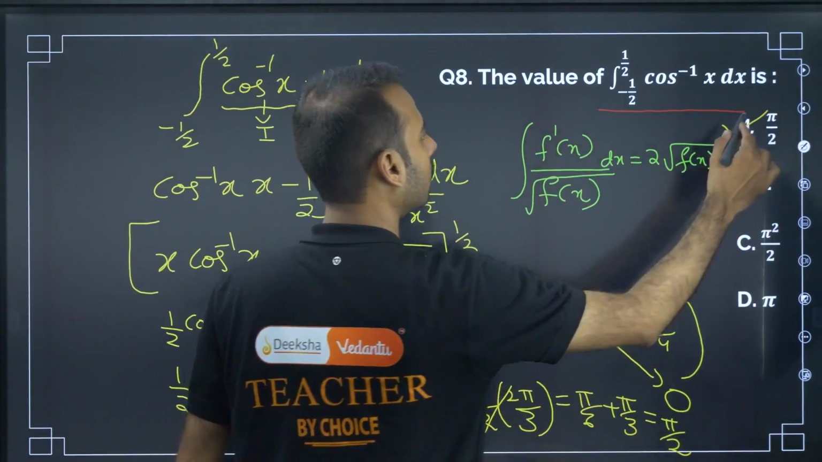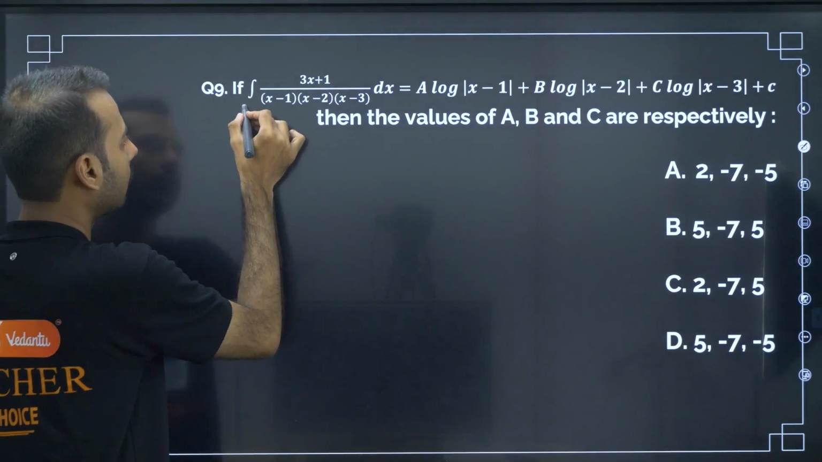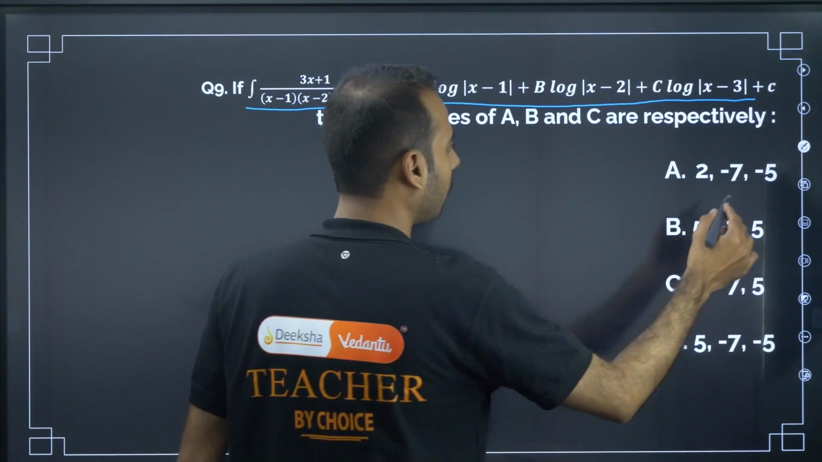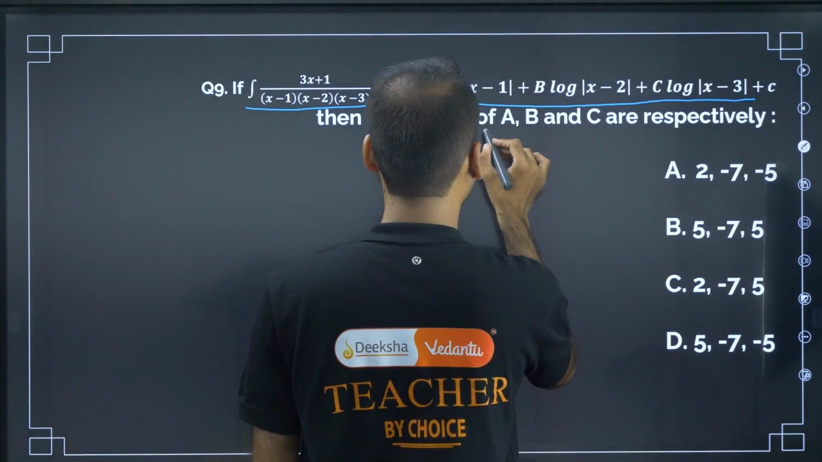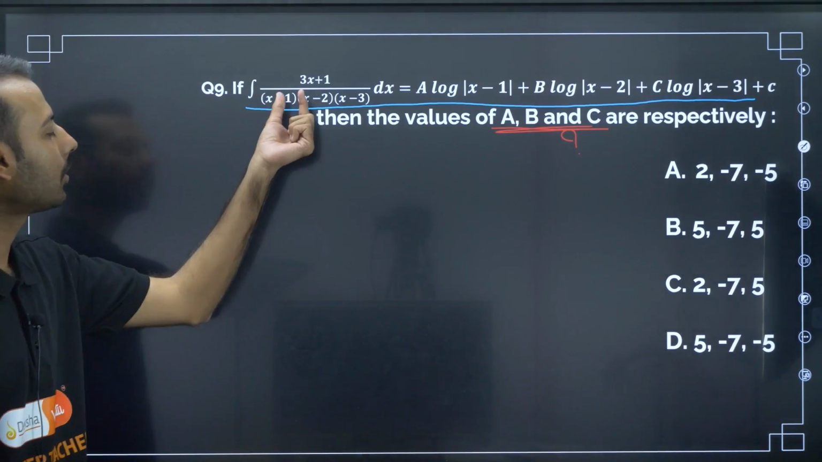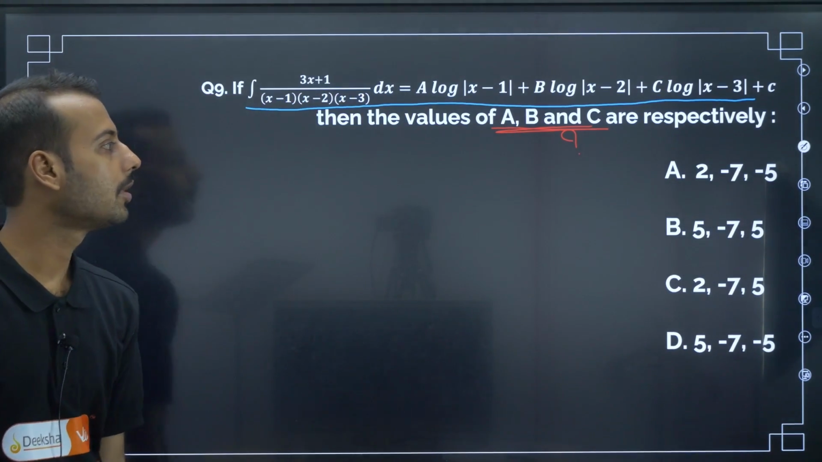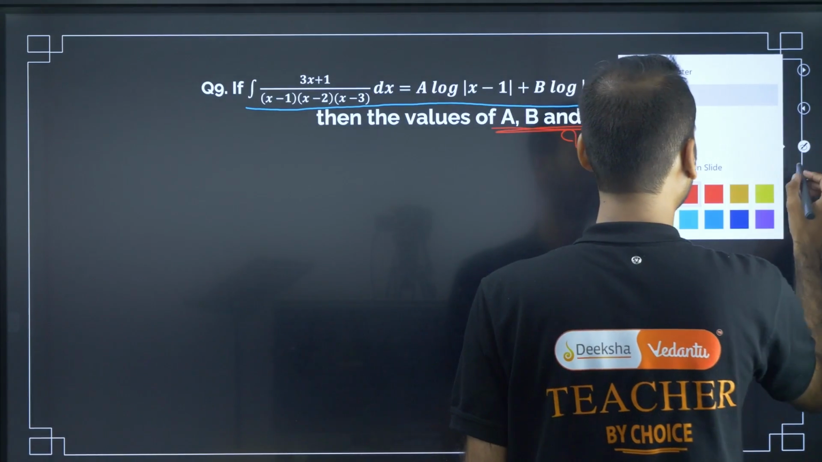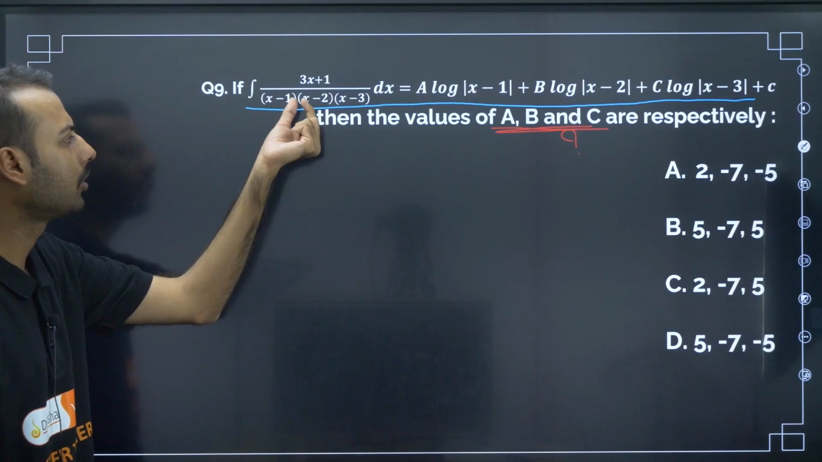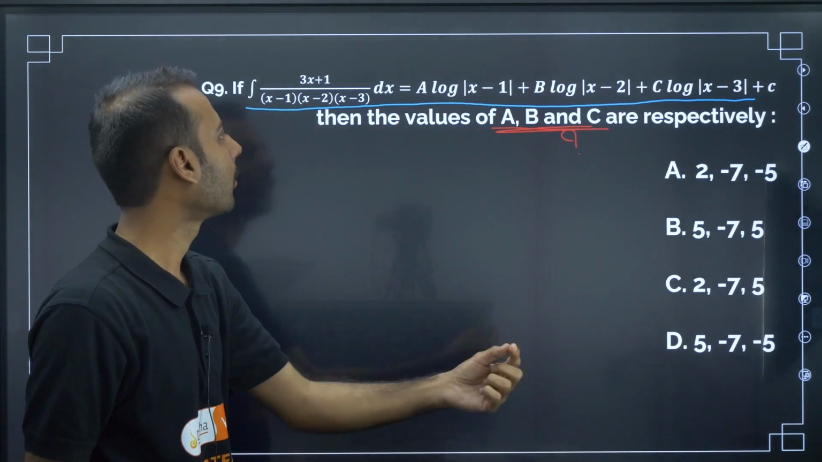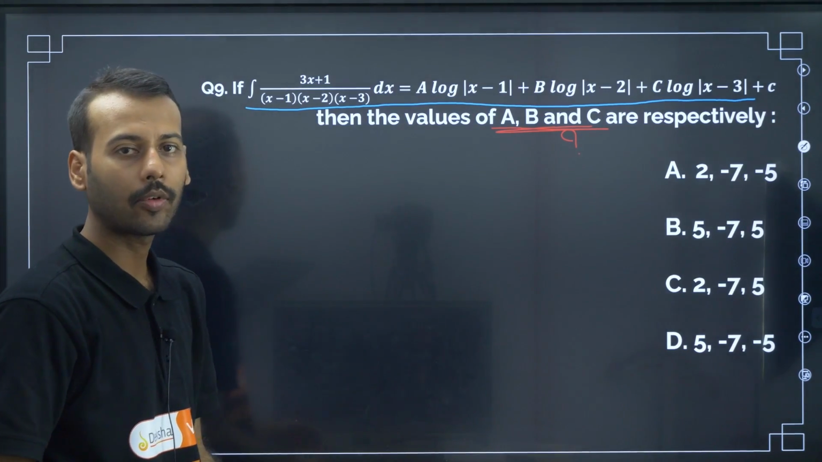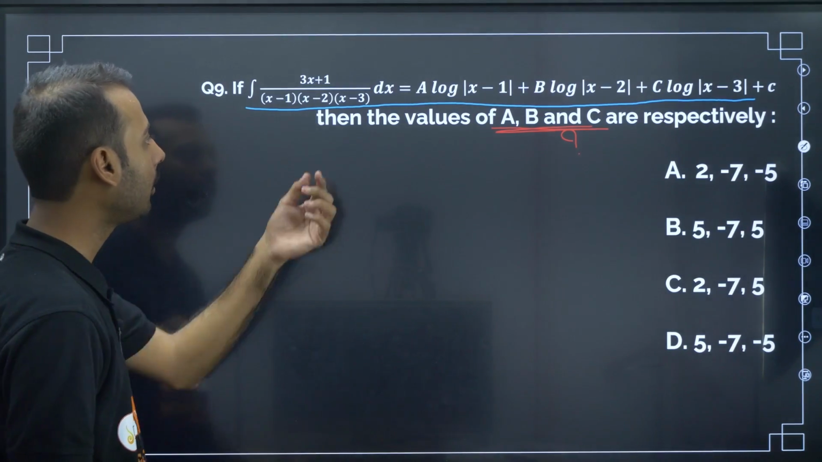Moving on to the next question. If integration of this is equal to this, then the values of a, b, c are respectively what? They are asking us to find the values of a, b, c. So how to approach this problem? See, here we have some function and integration is there. Here a, b, c everything they have given. The integration symbol is on the left side, the right side has no integration symbol. Same type of problem we have just solved, this is also the same type.